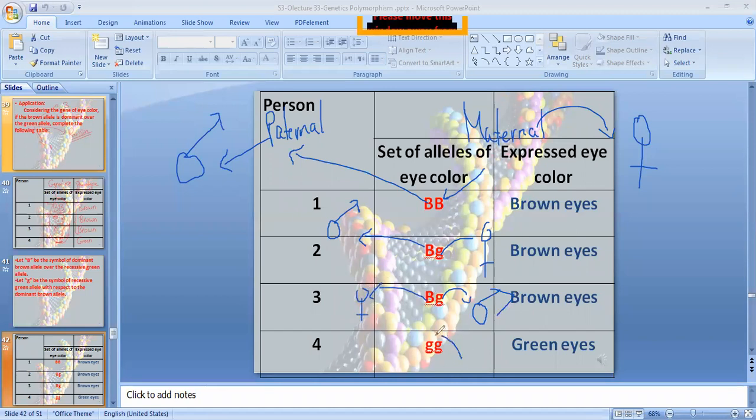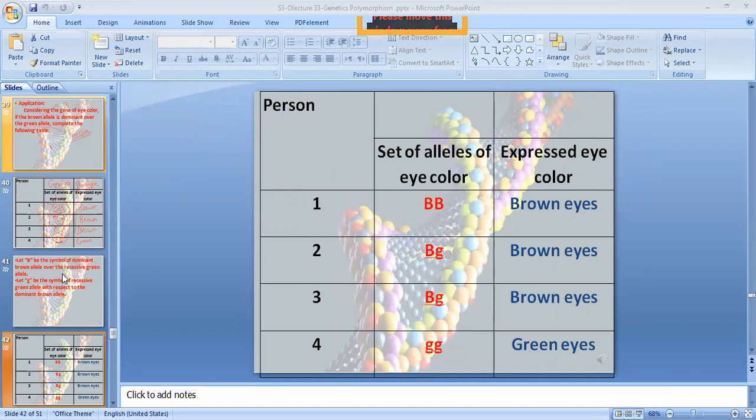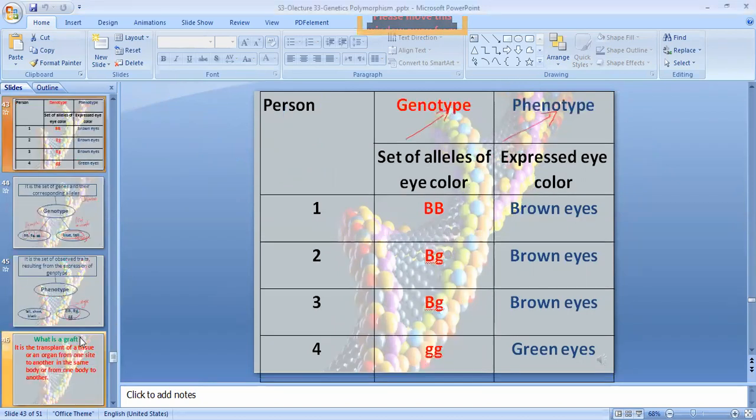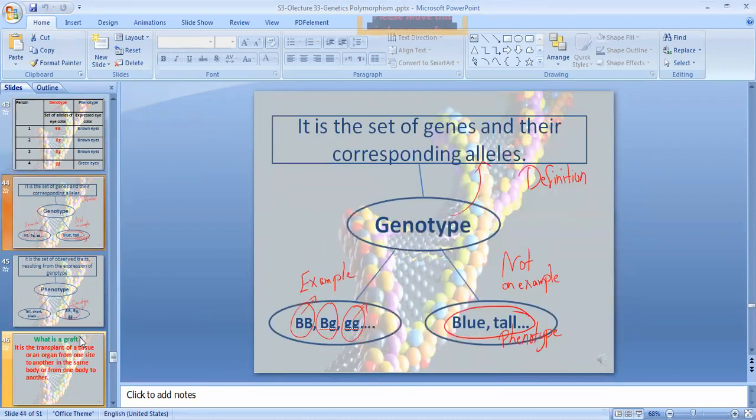And the last one is GG, it's homozygous, and it could be expressed only in the case of homozygous. Let's continue to talk about the genotype and the phenotype. We said that the set of alleles is called the genotype, and the set of observed traits is called the phenotype. So what is the genotype?